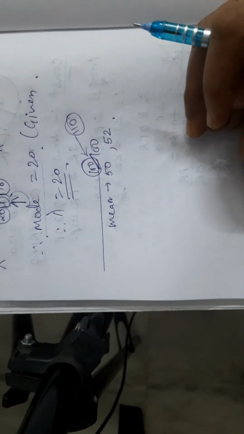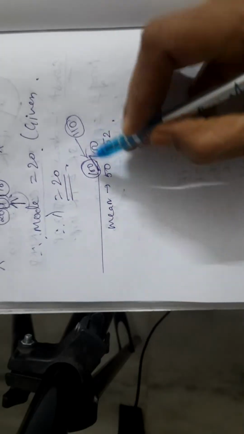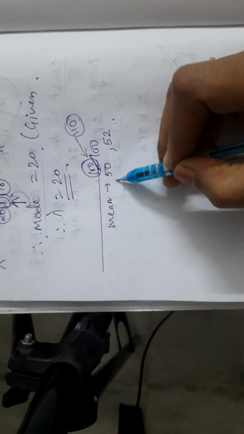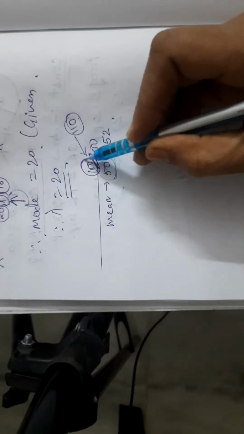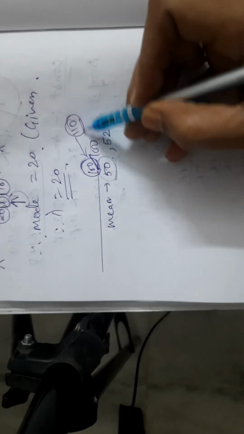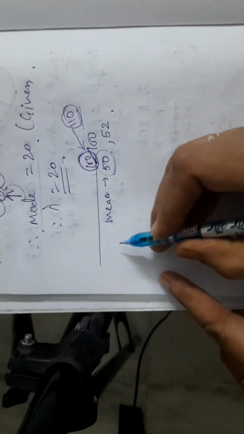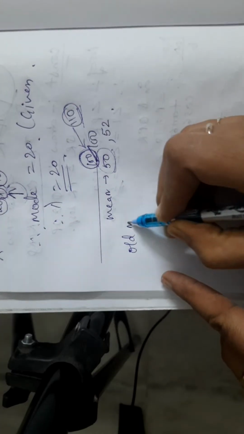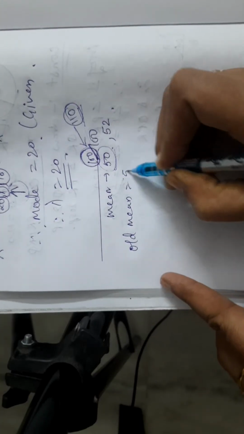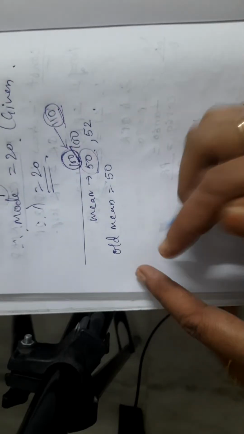Then find the true mean. Here, whatever the change will be, that much increase in the mean will be there. Before it was 100, now it is 110. Old mean, it's 50.